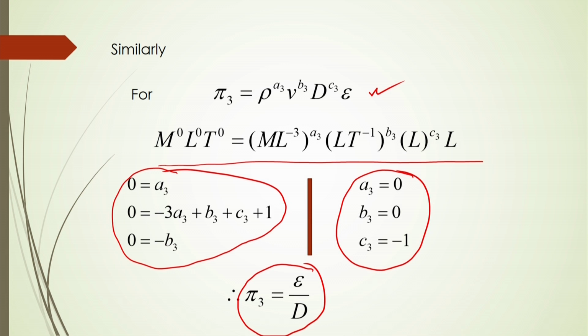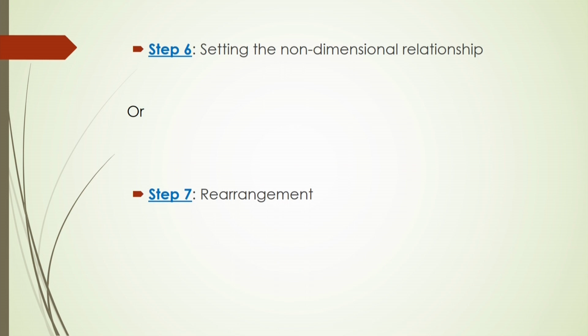So, in this way we have these three dimensionless groups phi 1, phi 2, phi 3 based on the 6 variables in this physical process, and the steps are simple. As per the Buckingham pi theorem, this is the simple way to form the dimensionless groups.